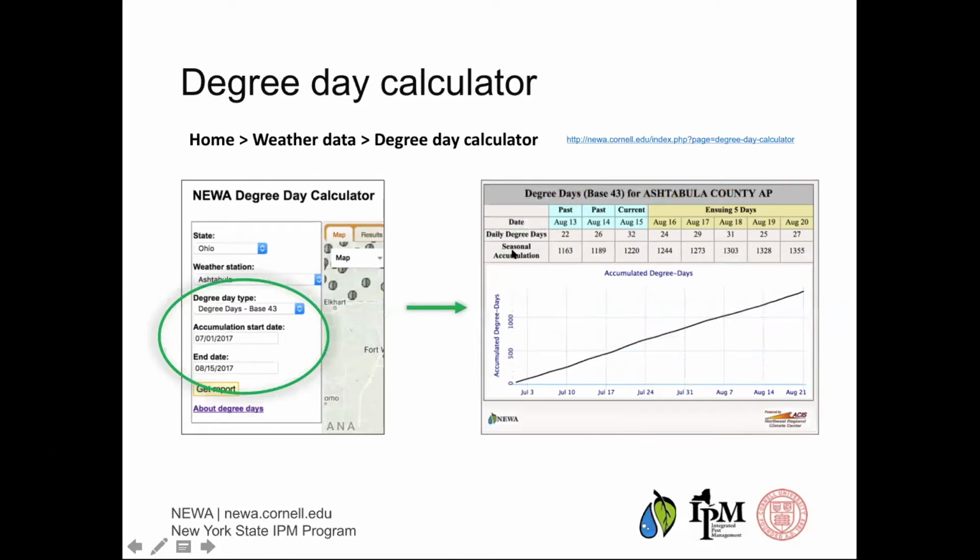And what this would look like is you have the past 2 days right here, you have your current date, and then if you're looking at the current date, this would say 5-day forecast instead of ensuing 5 days. This happens when you're going back in time, and ensuing 5 days just indicates that you're looking at actual reported data in the past and not forecast values. So we have daily degree day accumulation, seasonal accumulation, and then we just have this nice accumulation graph as a visual.